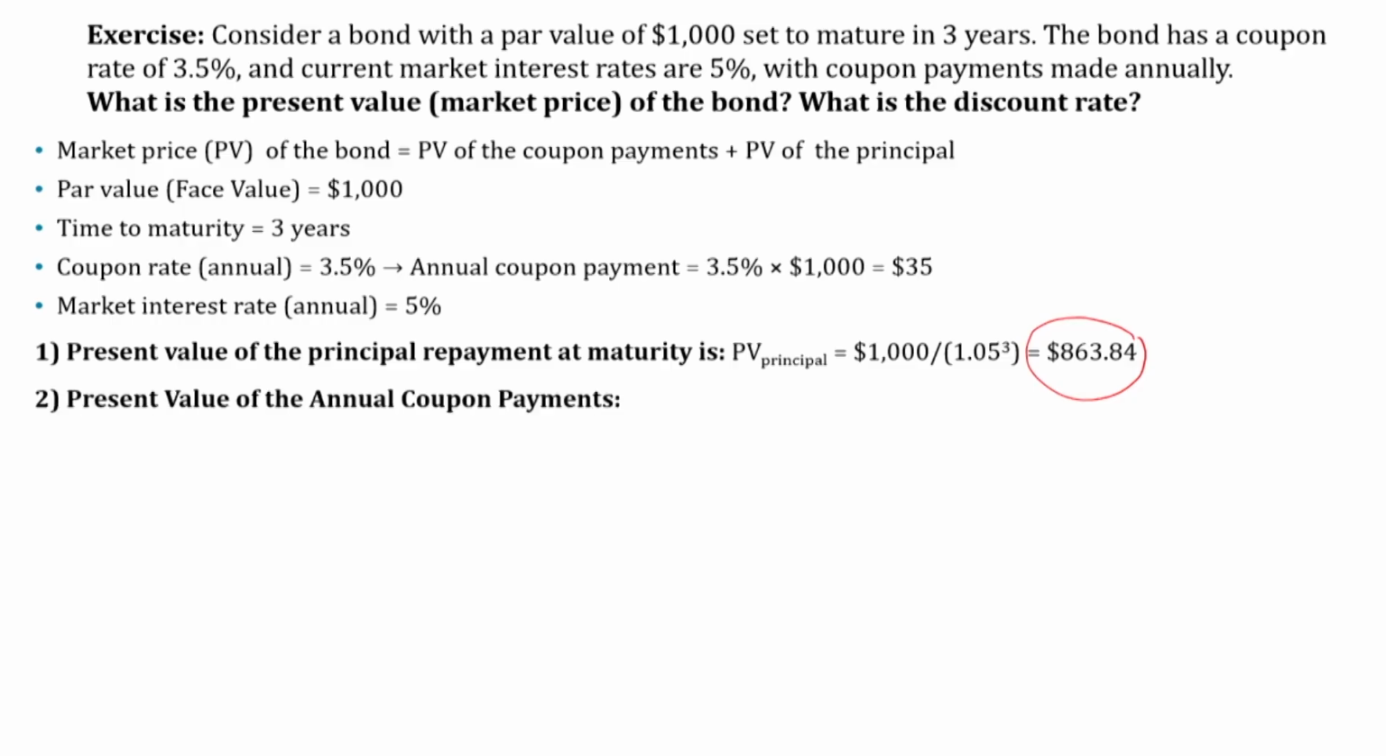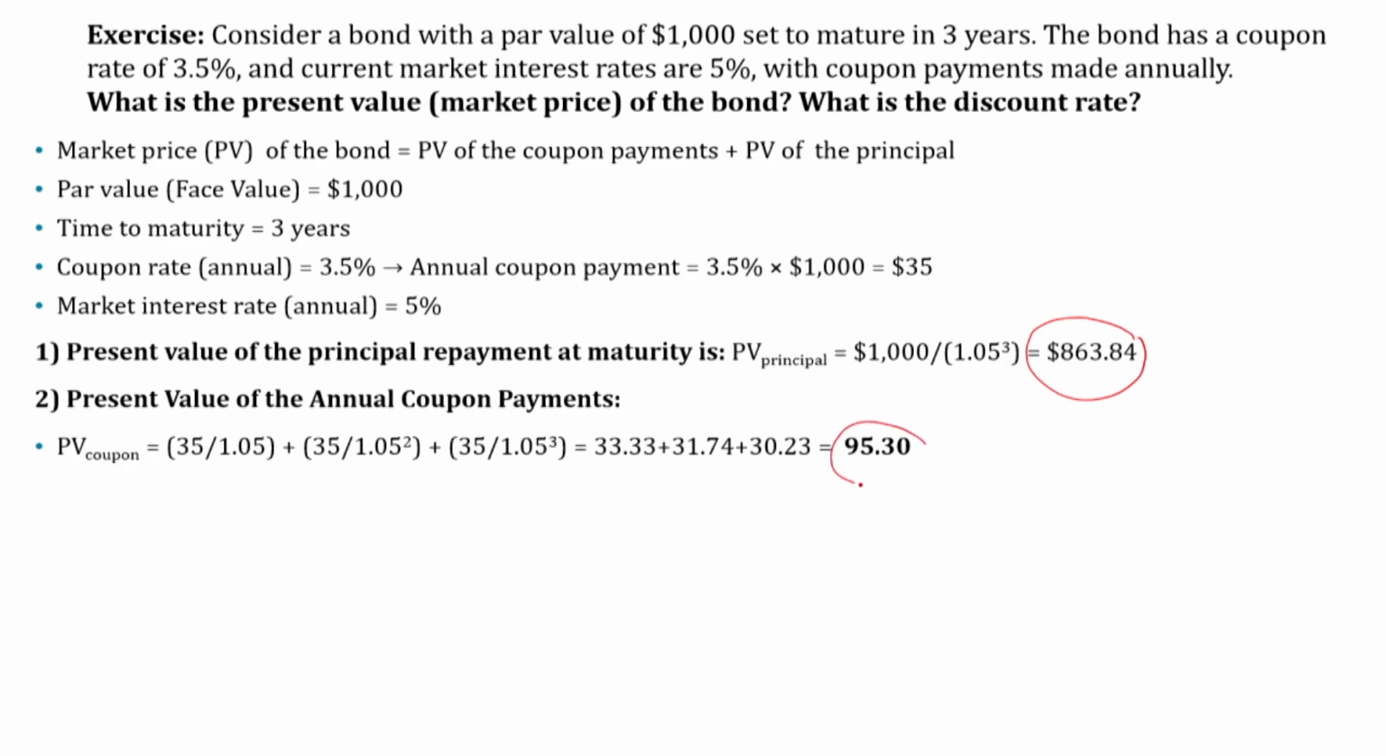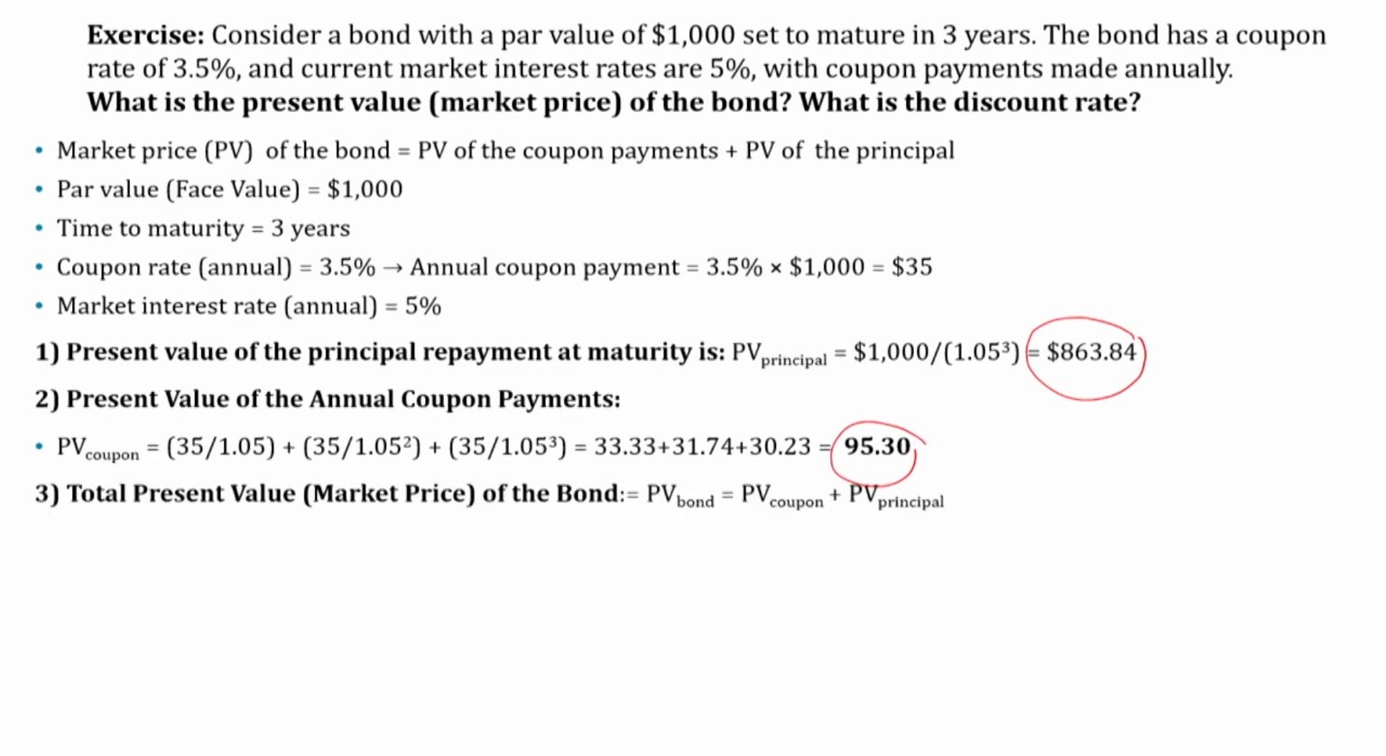863.84. And then the present value of the annual coupon payment, so you need to bring the 3 years of coupon payments you are getting to the present. This is the formula for that. Here the present value of the coupon payment is going to be 95.3. Then you need to add both, and you get the present value, the price of the bond. That means you are going to get 959.14.